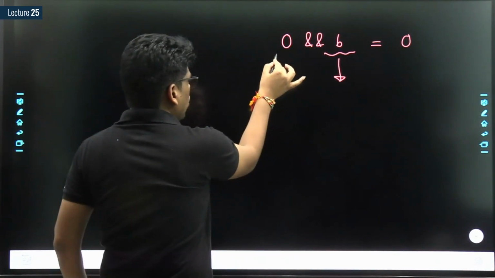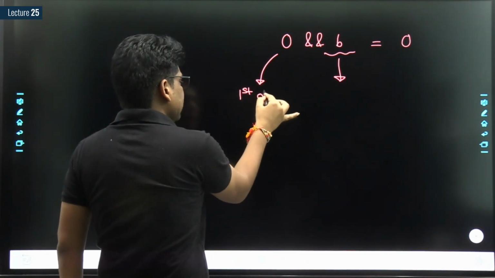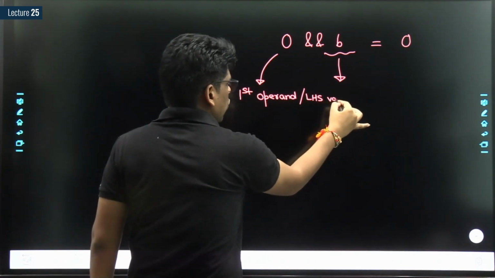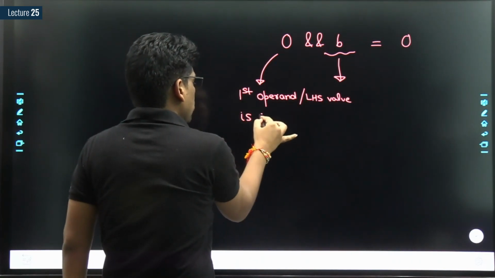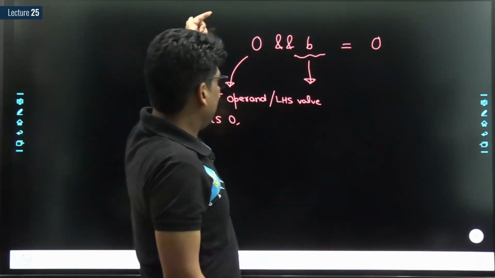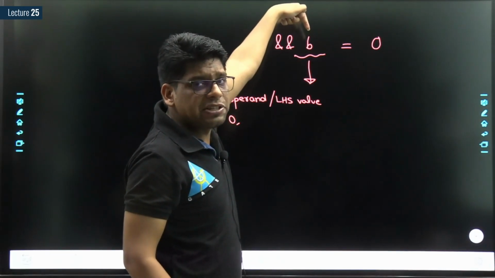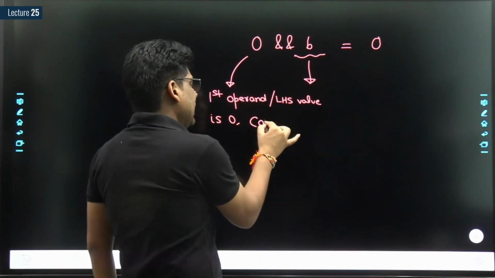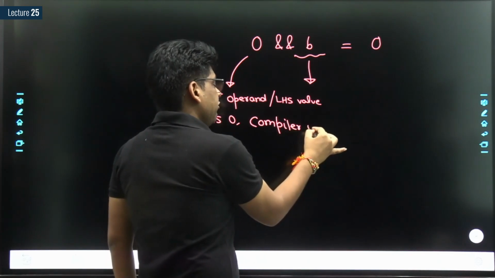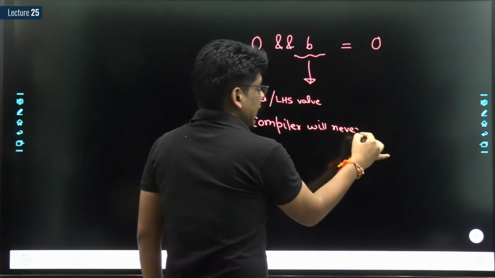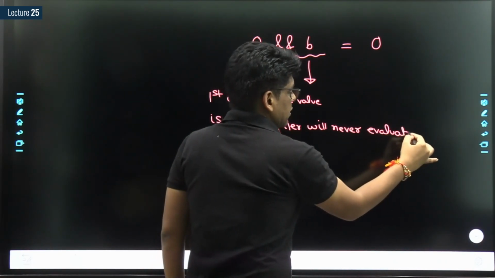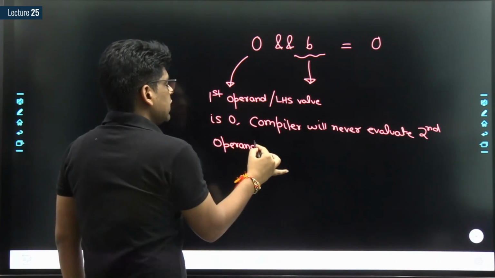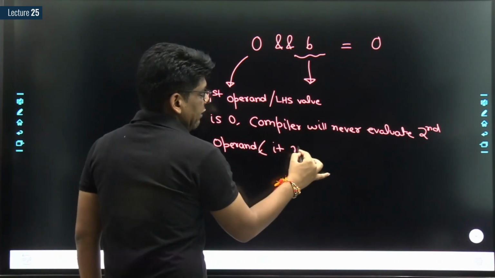If the compiler gets to know that the first operand, or you can say the LHS value, is 0, will the compiler ever go to this expression? Will the compiler need to evaluate this? No, sir. That means the compiler will never evaluate the second operand. The compiler will never go to the second operand.